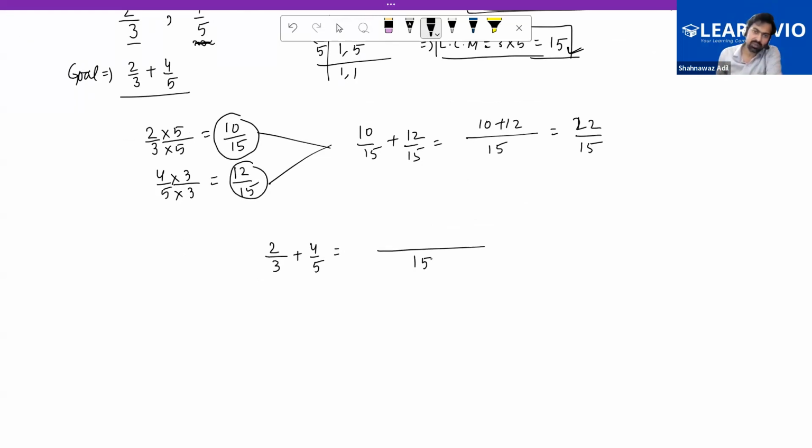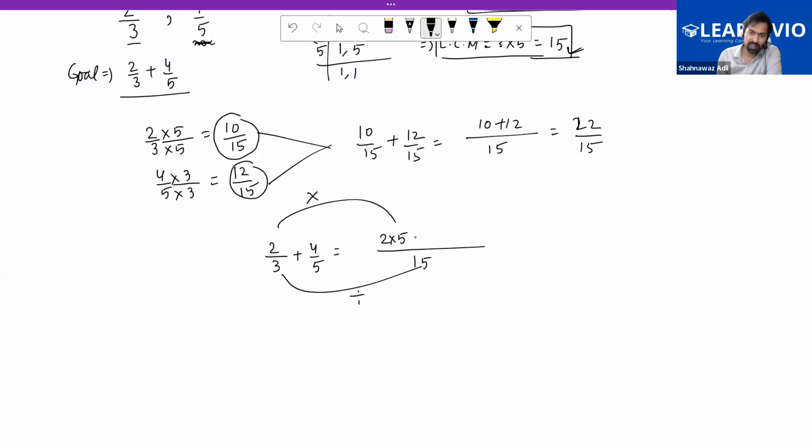What Harshit was telling is that we divide 15 by 3. So it will become how much? 5, right? If we divide this, whatever we get, we multiply that with the numerator. So if we divide 15 by 3, we get 5, and we multiply this with the numerator. So we'll get this. This is what you were telling, Harshit, right?